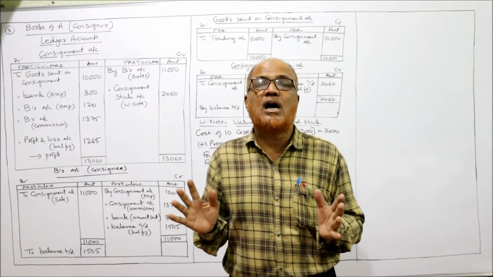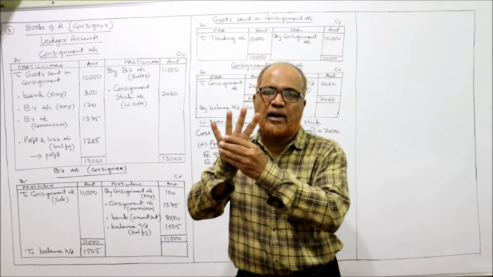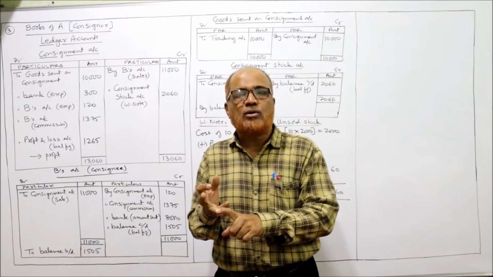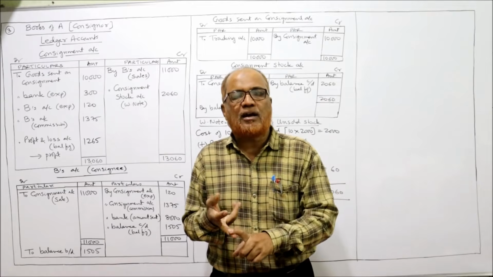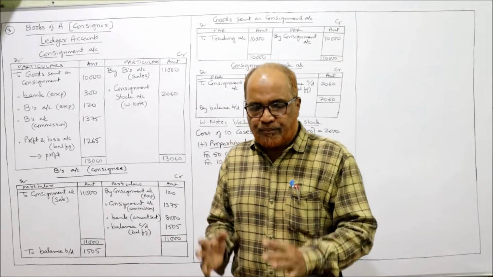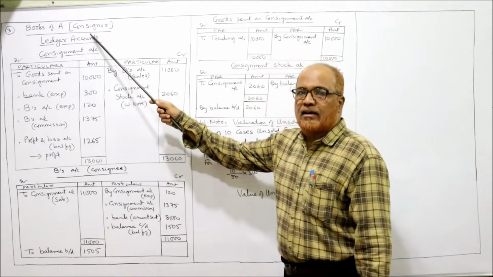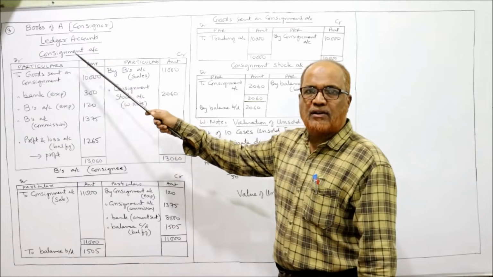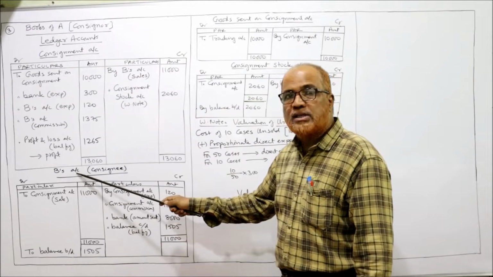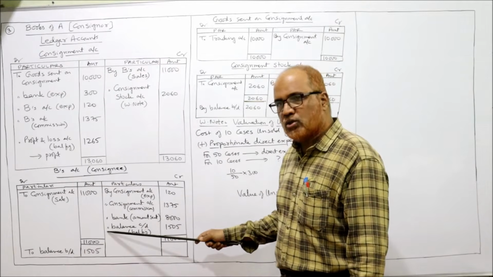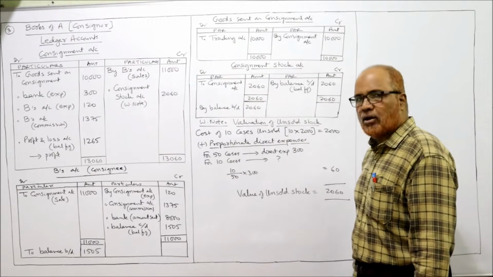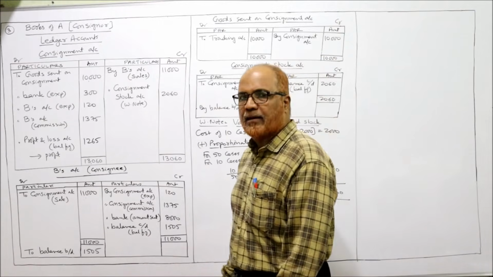Who is the consignor? So in the books of the consignor, 4 ledger accounts we have to make. First, consignment account. Second, consignee's account. Third, goods sent on consignment account. And 4th, consignment stock account, because stock is there, right? Now, see here. Books of A. A is the consignor. Ledger accounts I am opening. The first ledger account is consignment account, debit, credit, right? And then second, B's account. Who is B? Consignee. Consignee's account. Then the third one is goods sent on consignment account. And the last one is consignment stock account. These are the accounts I am going to make, right?